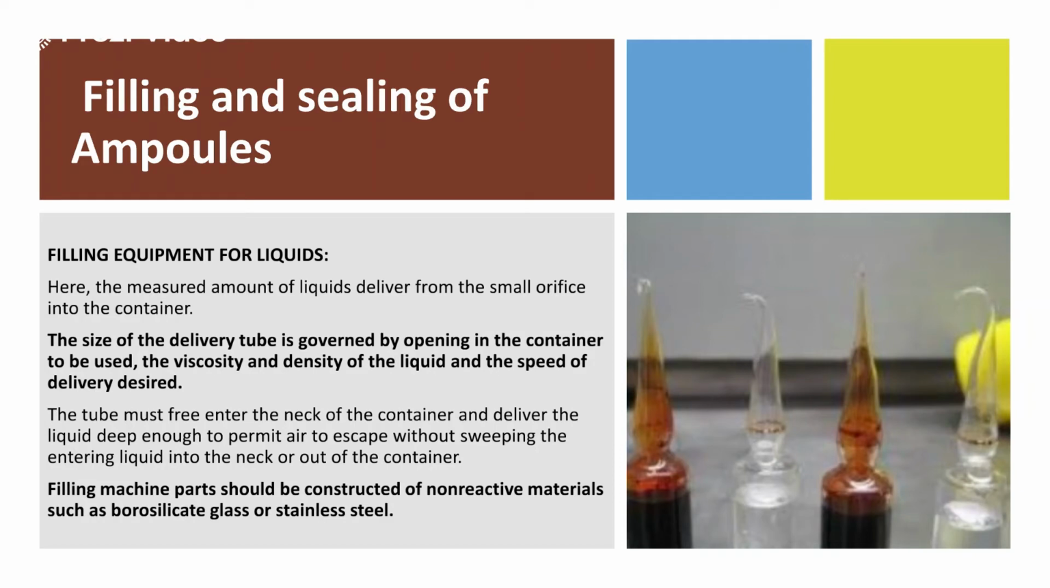Three things are very important: the rate at which the product is being transferred, and the consistency of the product, meaning how viscous or how dense it is. It will govern the commercial viability. The tube must freely enter the neck of the container and deliver the liquid deep enough to permit the air to escape without sweeping the entering liquid into the neck. Filling machine parts should be constructed of non-reactive materials such as borosilicate glass or stainless steel.